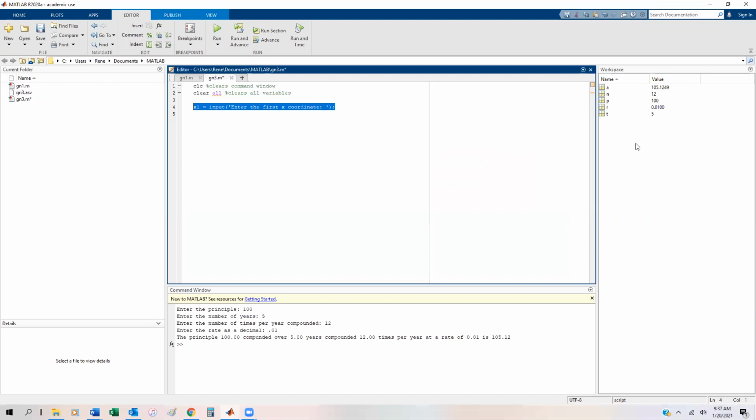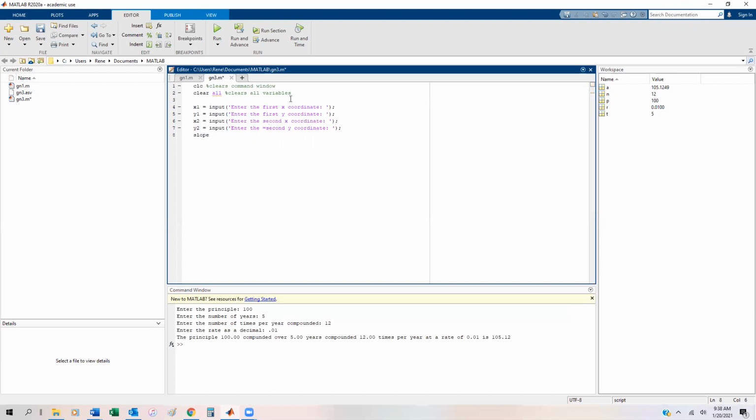And then what I'm going to do is I'm just going to copy this and paste it 4 times, because this is going to be my y1, this is going to be my x2, and this is going to be my y2. And I'm just going to change this. So I'm going to enter the first y coordinate, and this is going to be the second x coordinate, and this is going to be the second y coordinate. All right, so now we have all of our input.